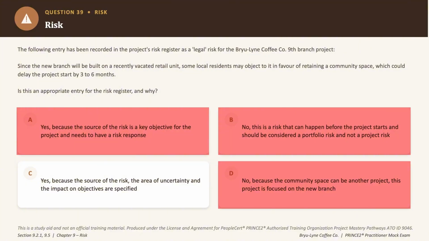So the correct answer to this question is option C, which says yes, because the source, the uncertainty, and the impact on the objectives are all specified as part of this entry. Okay. So the cause, the event, the effect, all are present. Okay. So the correct answer to this question is option C.